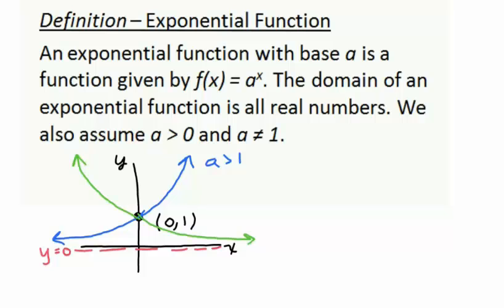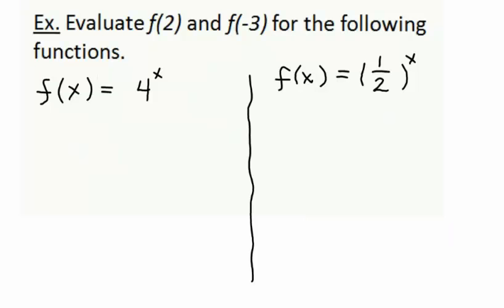And our graph is going to look something like this. So in green here, this is for values that are between 0 and 1, so any fraction that's less than 1. Just so you can see a couple more substitutions, let's go ahead and evaluate f at 2 and f at negative 3 for the following two functions.